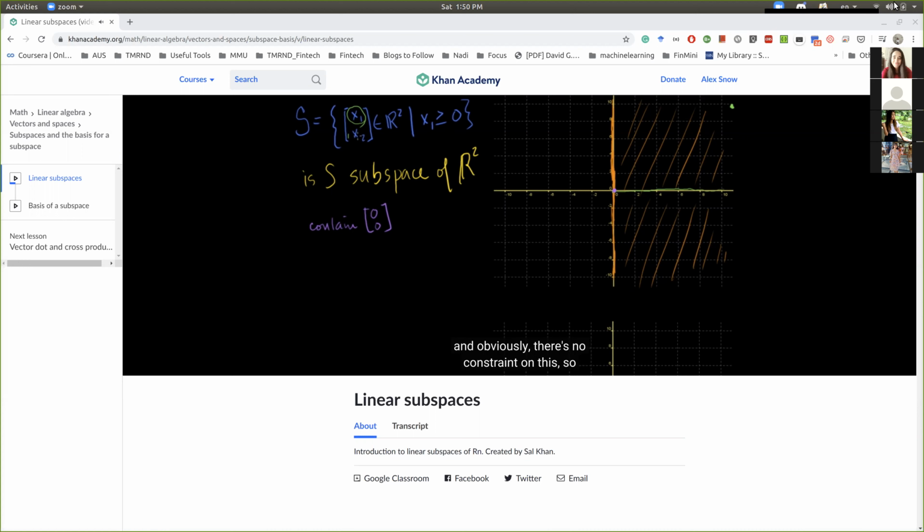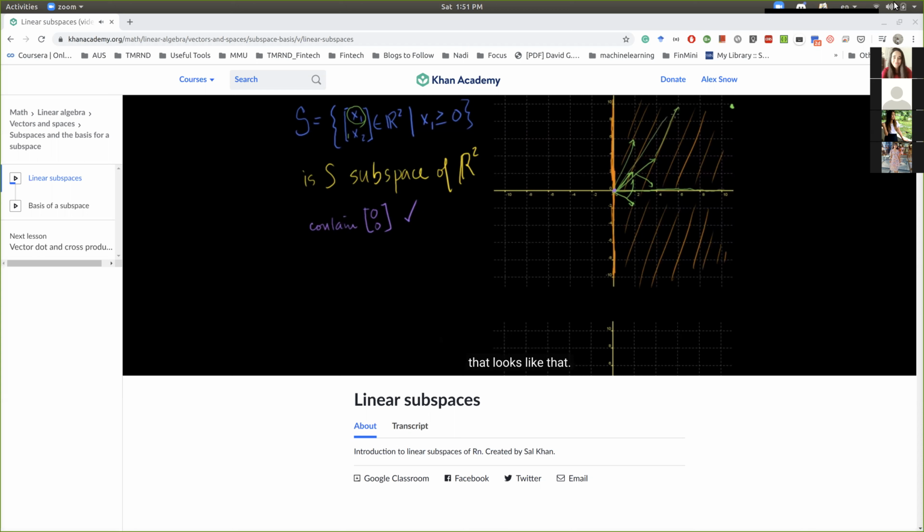Now, let's try another one. If I add any two vectors in the set, is that also going to show up in our set? Let me just do a couple of examples. Maybe this isn't a proof. If I add that vector to that vector, what am I going to get? If I put this up here, I'm going to get that vector. If I add that vector to that vector, I could put this one's tail here, and I'd get a vector that looks like that.